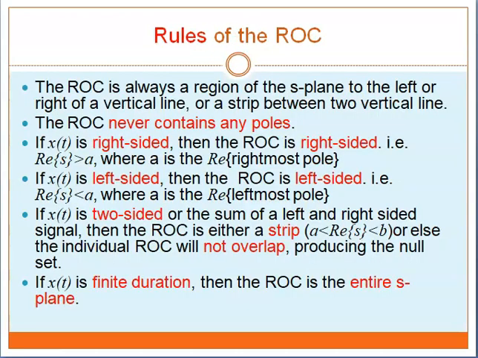The rules of the ROC. If x(t) is right-sided, then the ROC is right-sided. If x(t) is left-sided, then the ROC is left-sided. If x(t) is two-sided, or the sum of a left- and right-sided signal, then the ROC could either be a strip, or else the individual ROCs will not overlap, meaning that it will produce a null set, no signal. If x(t) is finite duration, then the ROC is the entire S-plane.